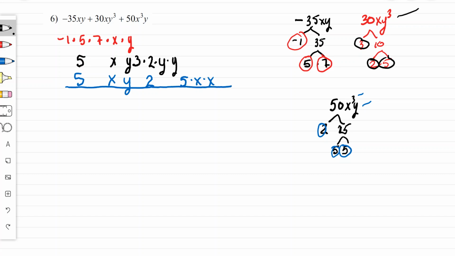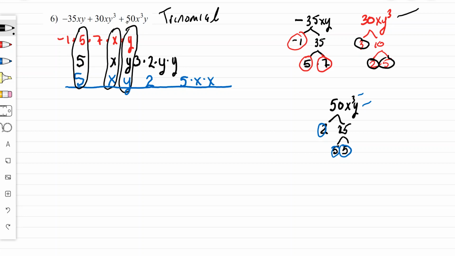Now I'm ready to see. Again, I have a trinomial, so I want things 3 at a time. Here's 3. Here's 3. Here's 3. All right, so let's go ahead and find the GCF, the greatest common factor. I bring a 5 down because I have one triplet. I bring an x down because I have one triplet. And I bring a y down because I have one triplet. And I just found my GCF.